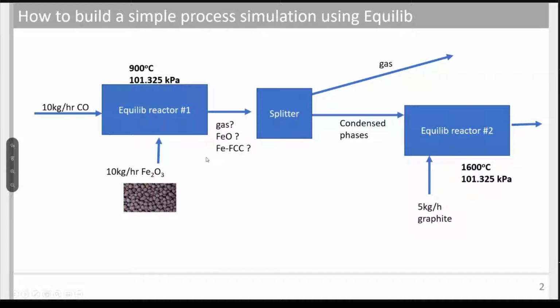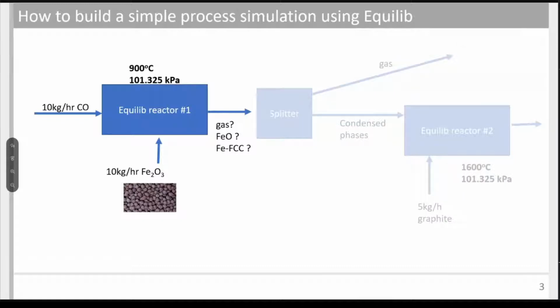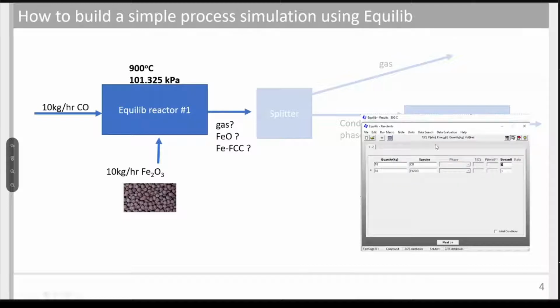Even sometimes it's difficult to follow which stream has been saved or which stream to use. So let's use this example and move on toward the first simulation that we would do in Equilib. I just focus here on unit number 1. So you would go in Equilib, put the input amount of CO and Fe2O3.